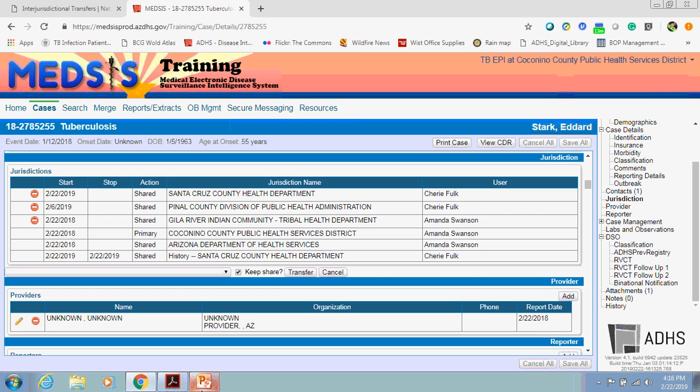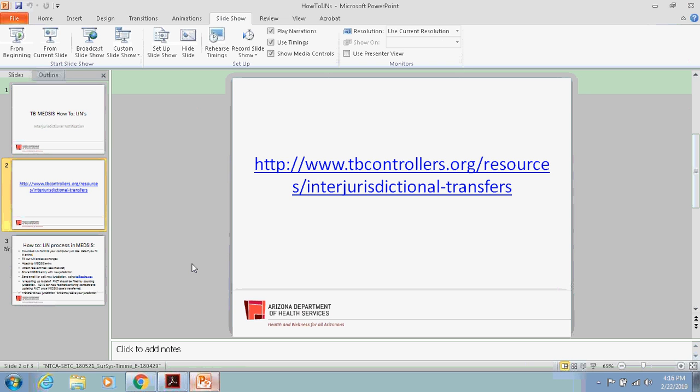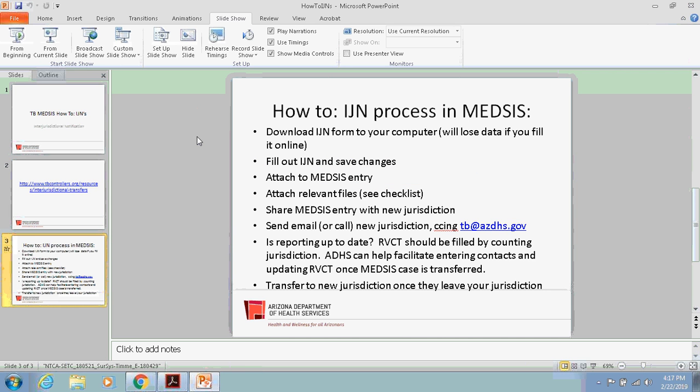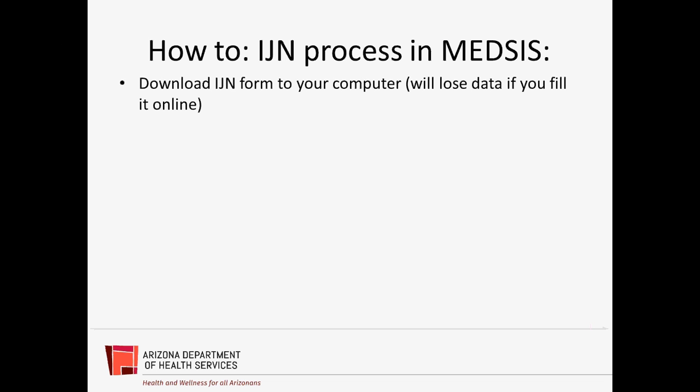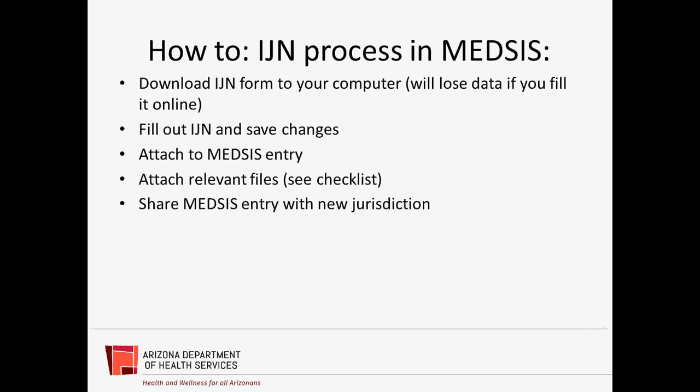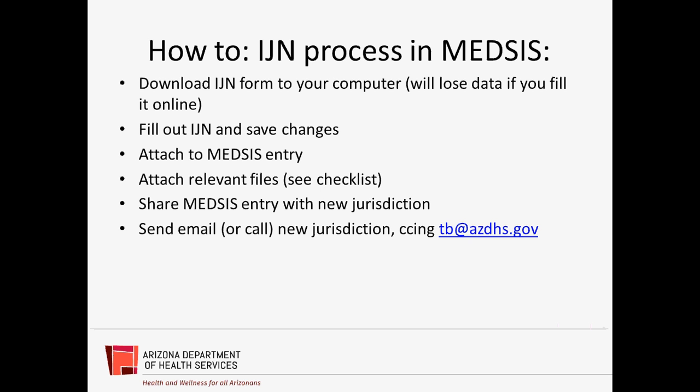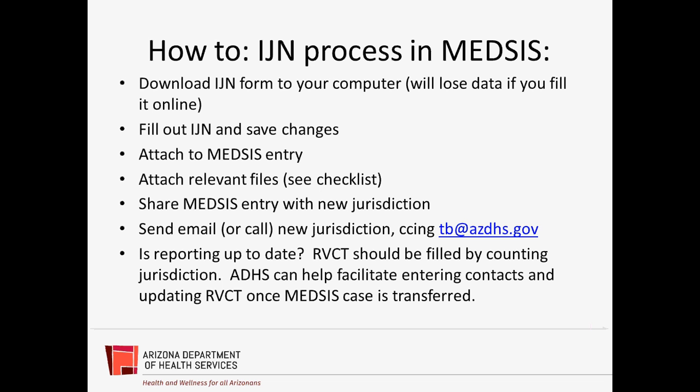And that is basically it for how to do the IJ process in MEDSIS. So let's go ahead and summarize it. So basically, you download the IJ form to your computer. You remove data if you fill it online. You fill it out, save changes, attach the MEDSIS entry, attach relevant files, share MEDSIS entry with new jurisdiction, send email or call new jurisdiction and cctb@azdhs.gov. And make sure your reporting is up to date.